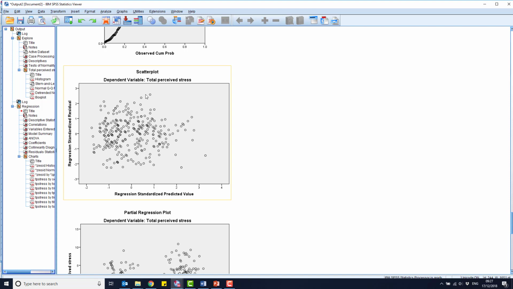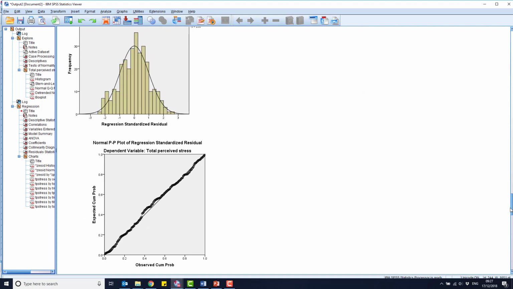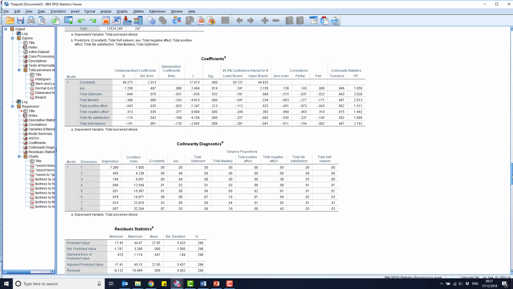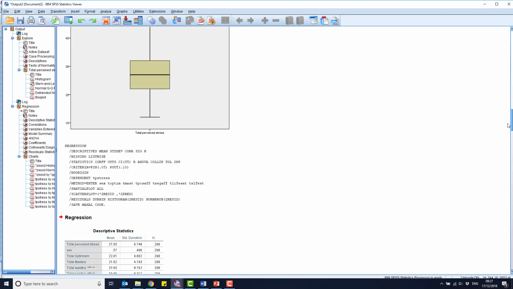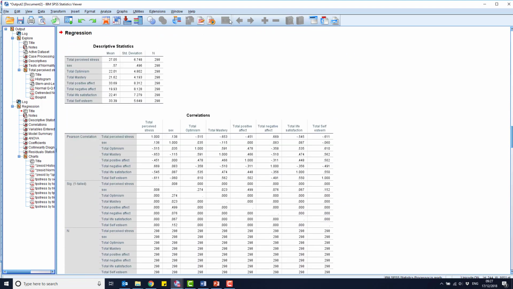For more information on checking those assumptions, I'd have a look at the Julie Pallant book and also the Andy Field book, and they talk through some of this in more detail. So in all, we've looked at a whole range of different assumptions. There's one important one that we haven't considered, and that's sample size.